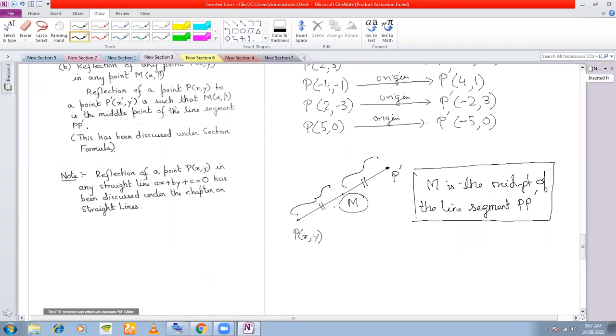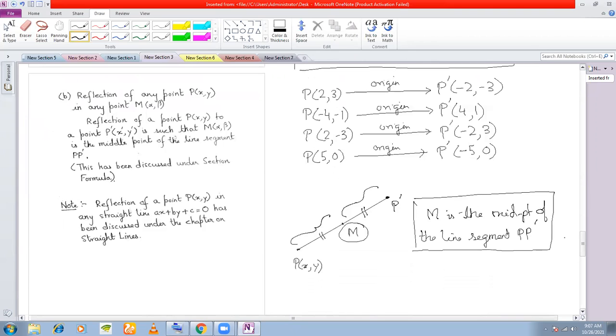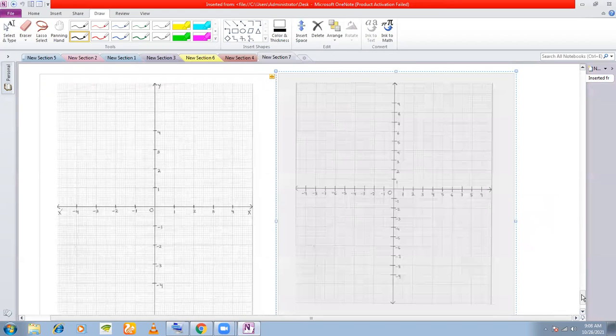Now M can be the origin also. In case of the origin, I have already shown you what the transformation is. But in case of any other point, you will have to use something called the midpoint formula, which we will be discussing in the section formula after this. Okay, so let us now move on to some of the problems on reflection.